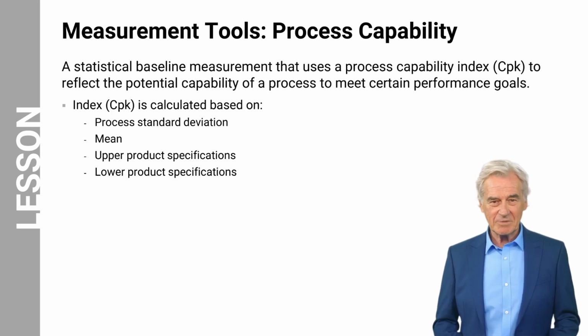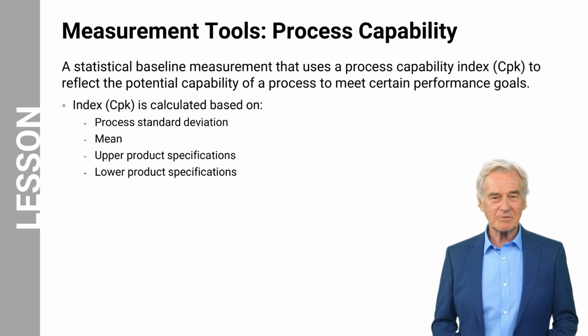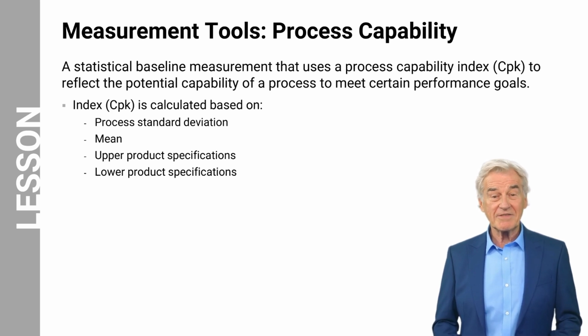The process capability is another statistical baseline measurement that reflects the potential capability of a process to meet certain performance goals. Process capability is determined by a capability index, known as CPK. The capability index is calculated using the process variation, the mean, and the specifications set by the customer. In other words, process capability is used to determine whether a given process is capable of producing a product that meets customer satisfaction.